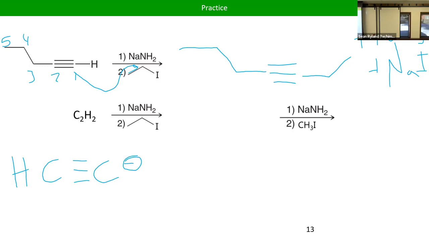So then the same general gist here, once you have it deprotonated, you're just going to bring it in and attach there. So now we're going to have a total of 4 carbons, our iodine leaves.